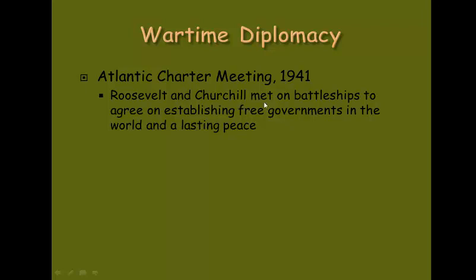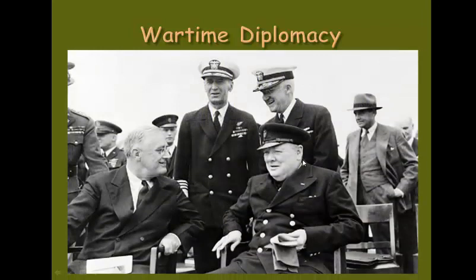Roosevelt and Churchill meet on battleships in the Atlantic to agree on establishing free governments in the world, where countries can make their own decisions rather than having some other stronger country tell them what to do, maybe an end to imperialism. And we wanted a lasting peace because we've been through World War I, now we're in the middle of World War II, and we want to make sure we don't have another one. So who you have here is obviously Winston Churchill, the leader of England, and then Franklin D. Roosevelt, leader of America, right? And there's Harry Truman behind there.